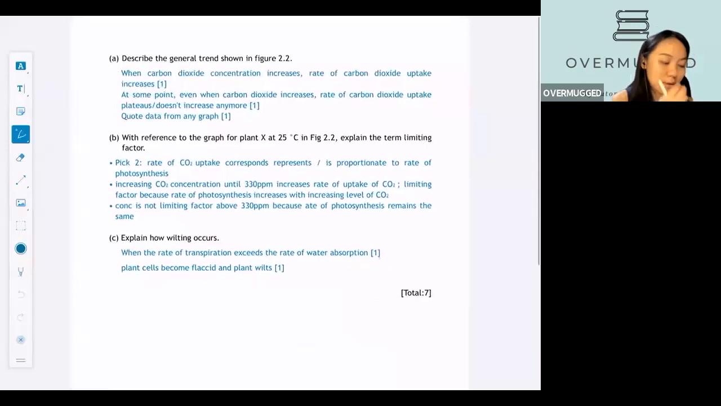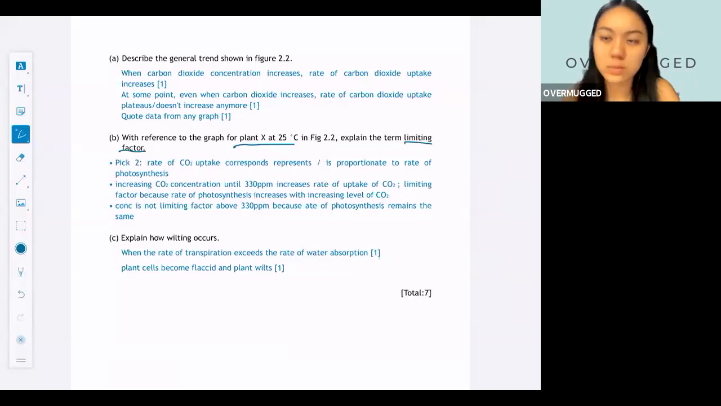And then B, with reference to the graph. There's a specific graph here, plant X at 25 degrees. Explain the term limiting factor. Limiting factor is something that you learn. This question is a bit special because it asks for reference to a certain graph.